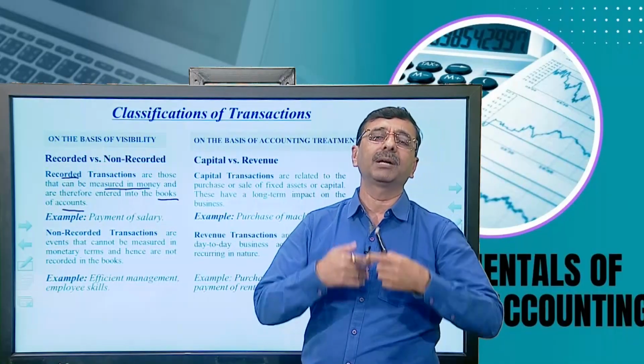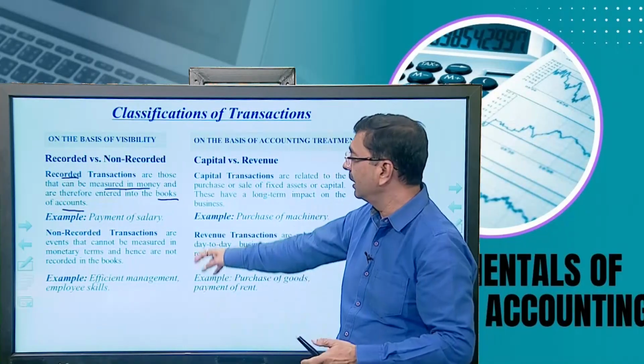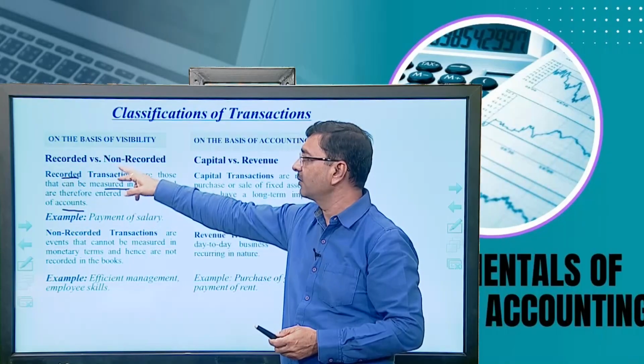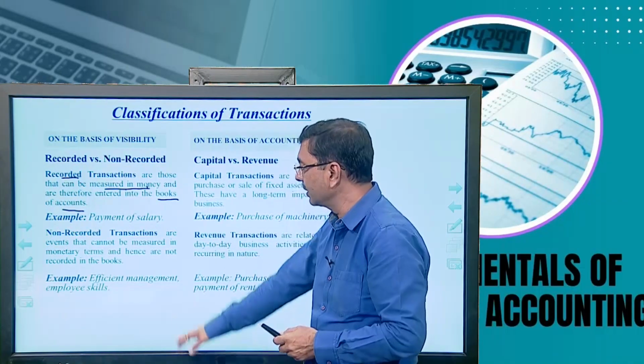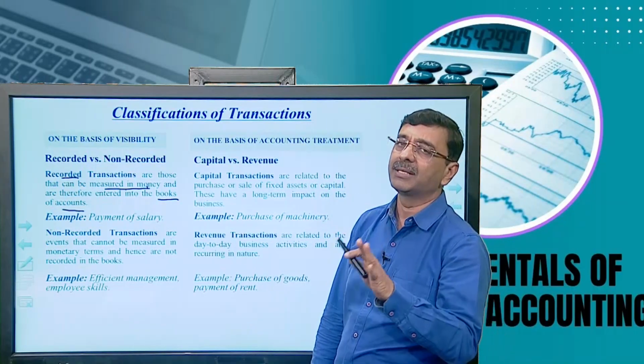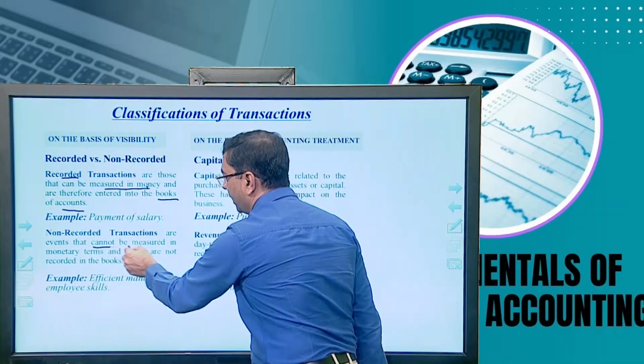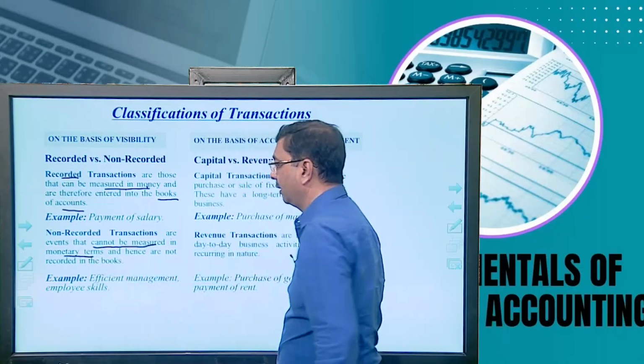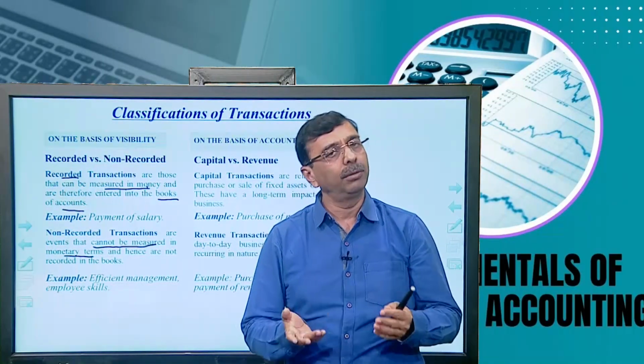An example is payment of salary, which we pay to the employee. It can be easily measured in money, that's why it's considered a recorded transaction. Non-recorded transactions are those which cannot be measured in money or monetary terms. They are considered a part of non-monetary transactions.